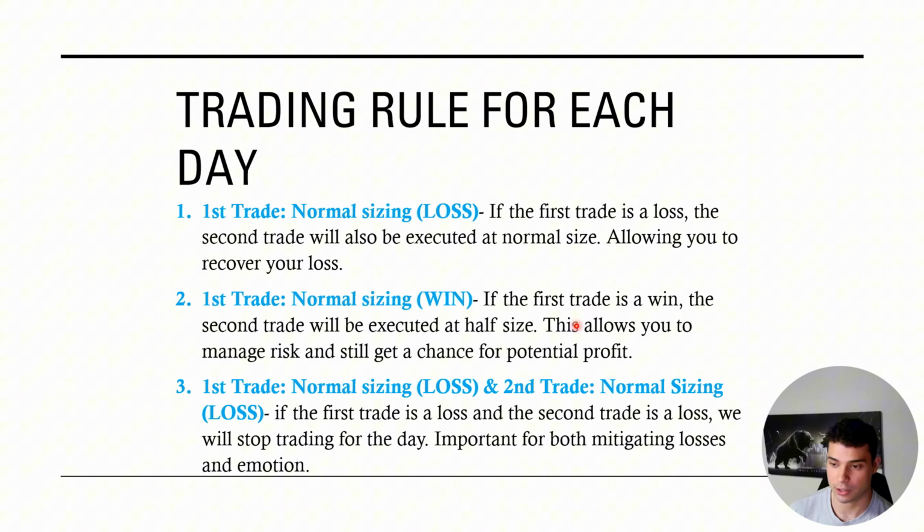Now the third potential scenario is unlikely because it doesn't normally happen, but it will, right? It always will. The first trade is a loss and the second trade is a loss. Both normal sizing, obviously, because I lost my first trade, so I'm going in full size on my second trade as well. If both trades are losses, I'm going to stop trading for the day, no matter what, because I need to mitigate my losses and I also need to control my emotion. All right, my emotion is probably very heavy if I lose two trades. It won't be good if I go into another trade. It won't end well. Trust me, it won't end well.